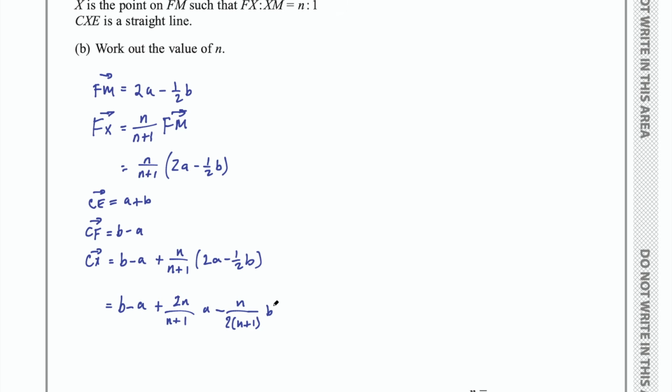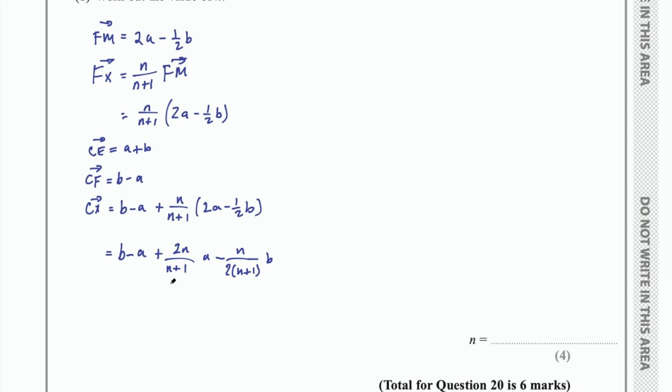And this is where it gets really messy algebraically. There's lots of fractions and things you have to deal with. That's why I don't really like this question, but you have to get through this part and figure all this out. So here, again, combining this, I've got a negative a plus 2n over n plus 1 a. You can write this as 2n over n plus 1 a take a, and then over here I've got b take n over 2 times n plus 1 b.